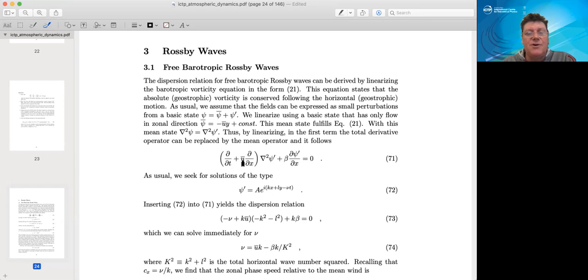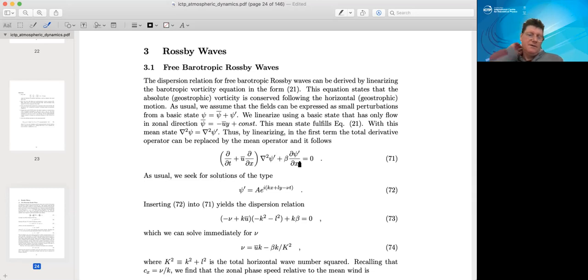There would be another term, V bar d by dy, but V bar, according to our mean stream function definition, is 0, because V bar would be d psi bar by dx, and that is 0. So we don't have any mean meridional velocity according to this definition of this mean stream function.